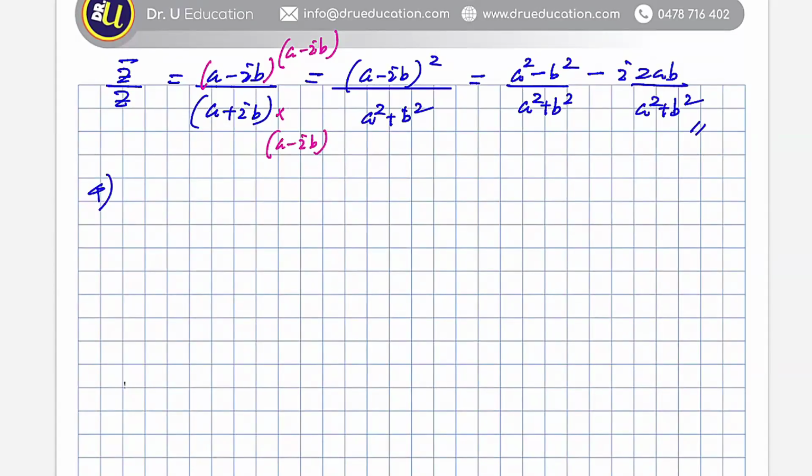Next one. Express 2 cis minus 3 pi divided by 4 in the form of this.